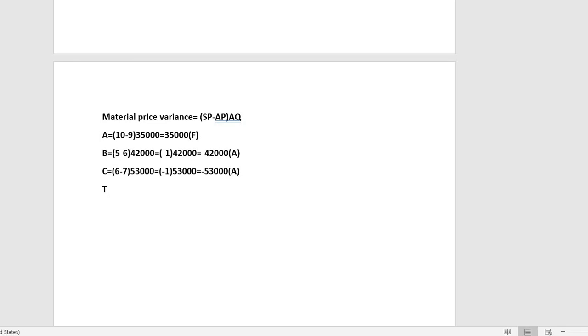Next, total material price variance is equal to 35,000 minus 42,000 minus 53,000. The total is minus 60,000, which is again adverse variance. So after material price variance, we have material usage variance.